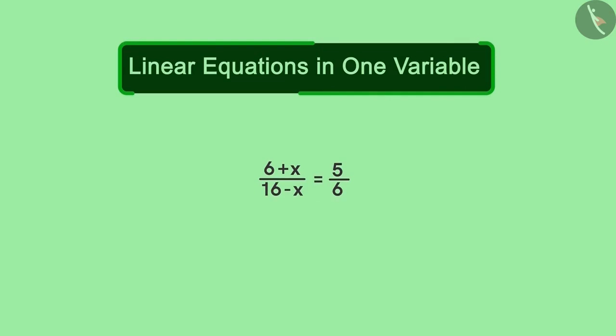In the last session, we studied that such equations can be solved by the cross multiplication method. So the denominator of the left-hand side when going to the right-hand side will be multiplied to the numerator of the right-hand side. Similarly, the denominator of the right-hand side will be multiplied to the numerator after going to the left-hand side. Our equation will now look like this.